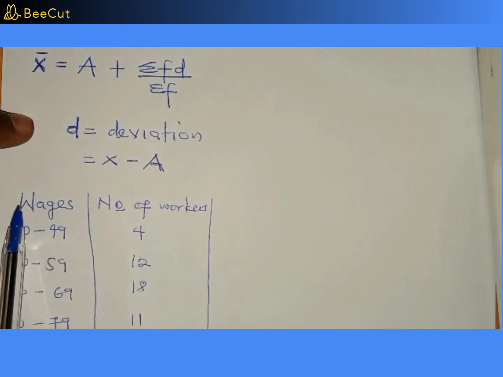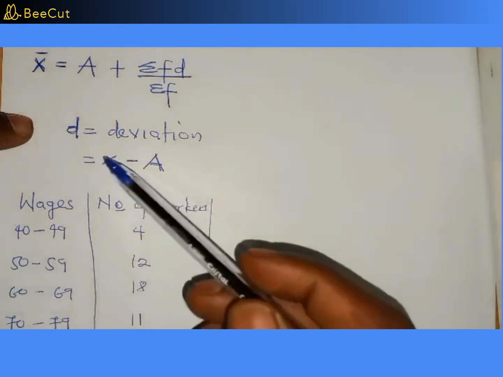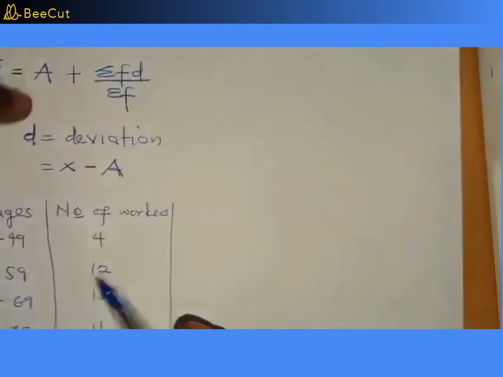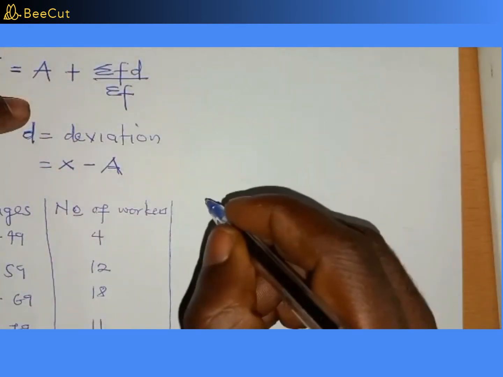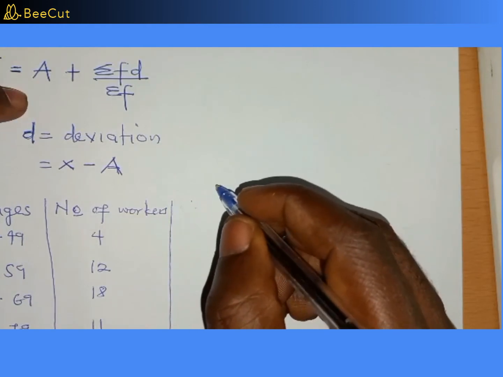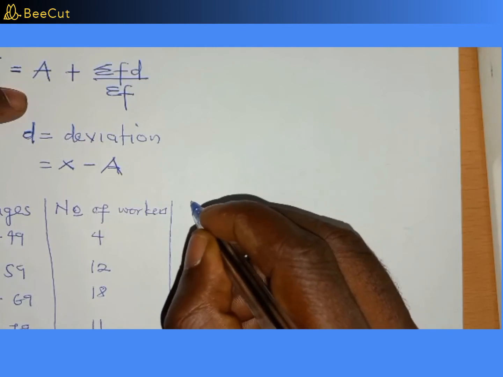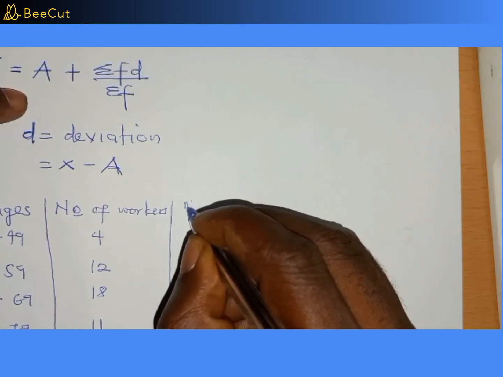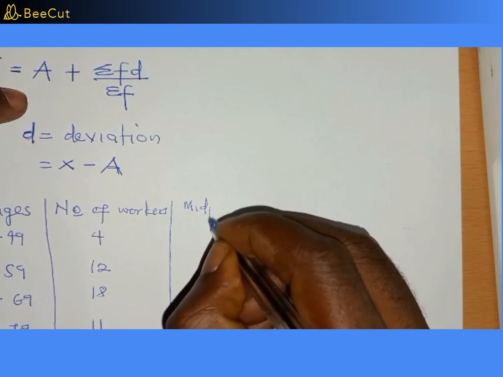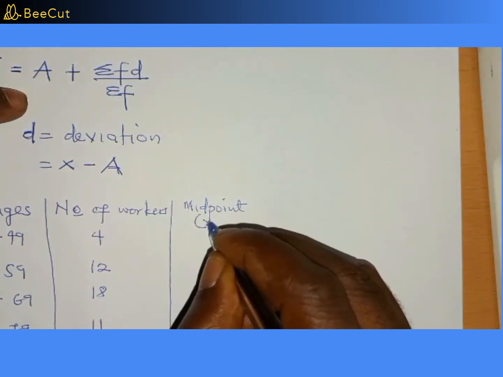But here lies the case that we don't have x in this table. What we have here are not x values, rather they are called what? Intervals. And so, in order for me to get x values, we are going to call them class midpoint. So we are going to say class midpoint or mid value, and this gives us our x values.